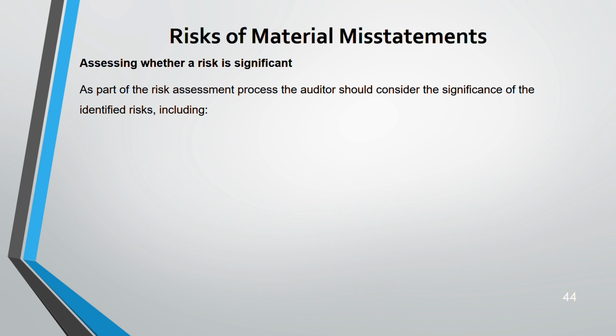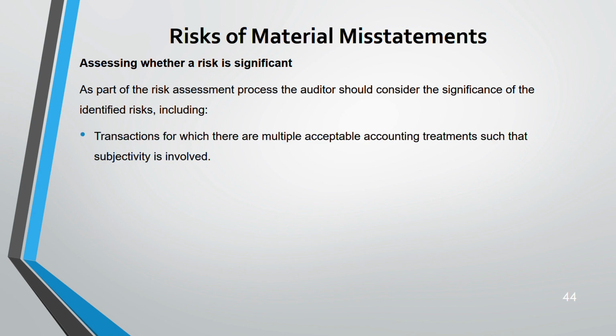Next, assessing whether a risk is significant. First, you identify there's a risk of material misstatement. Once you know, you need to understand whether the risk is significant or not. This is done during the risk assessment process. Okay. So how can you tell whether a risk is significant or not?